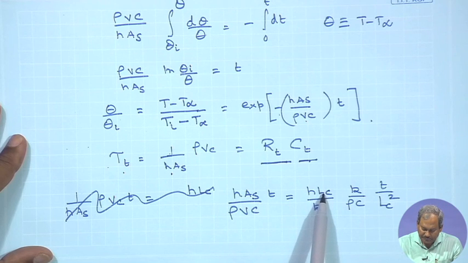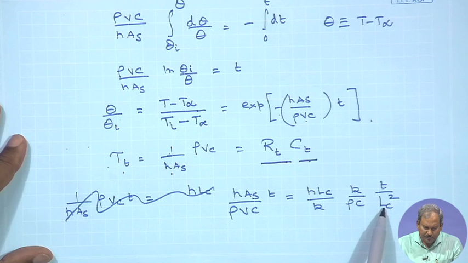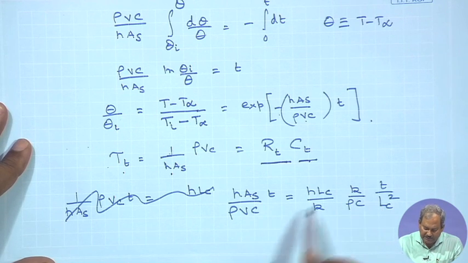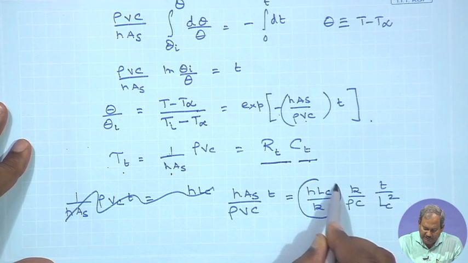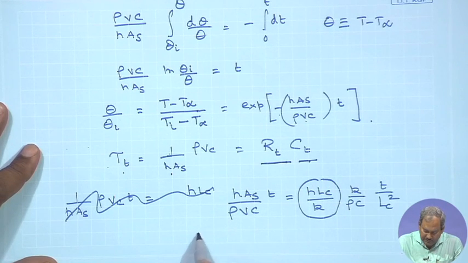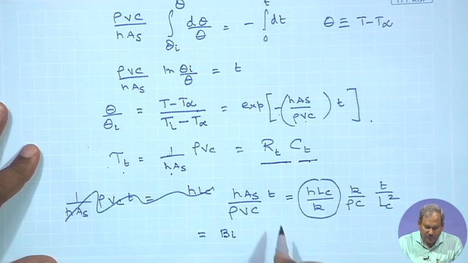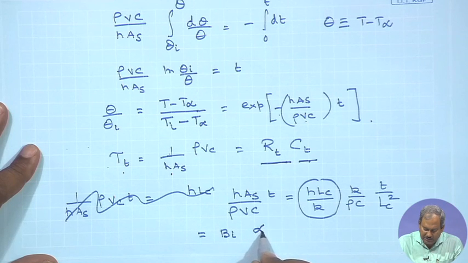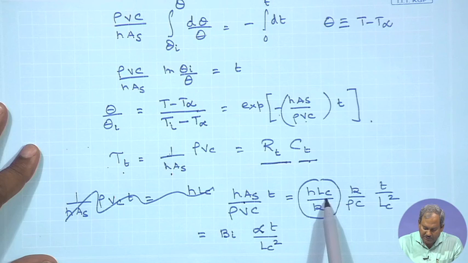So, I brought in an L C and I put an L C over here, and these essentially are the same. So, this is the Biot number, and what I have over here is k by rho C, the thermal diffusivity of the system. I have a t and L C square. So, if I rearrange the terms, what I would get is h L C by k.